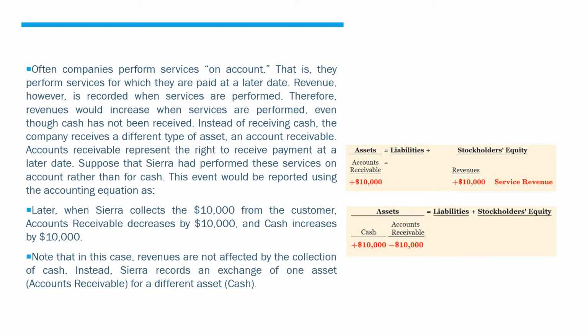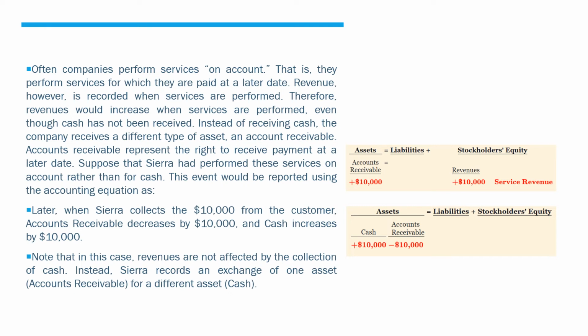So often, this will be accounts receivable. Often companies perform service on account. That is, they perform service for which they are paid at a later date. Revenue, however, is recorded when services are performed. Therefore, revenues increase when services are performed, even though cash has not yet been received. Instead of receiving cash, the company receives a different type of asset, accounts receivable. Accounts receivable represents the right to receive payment at a later date.